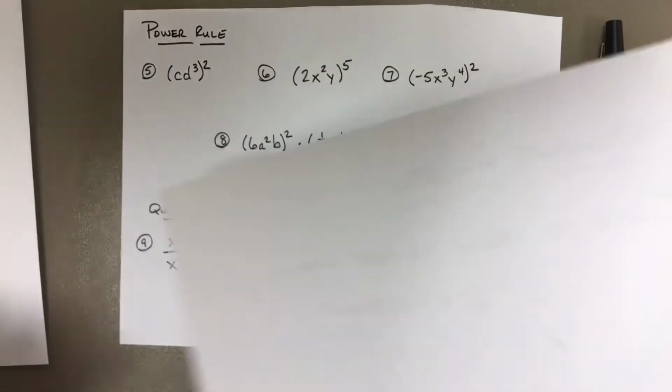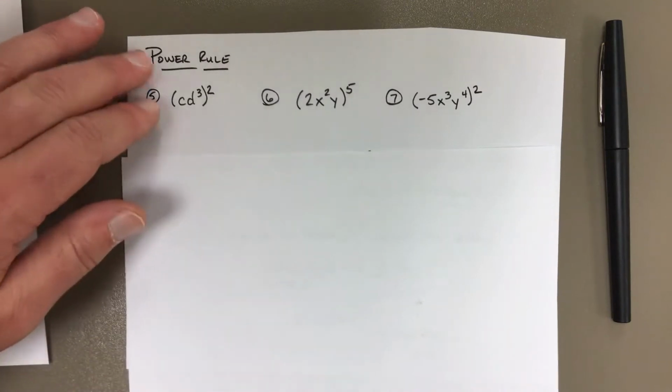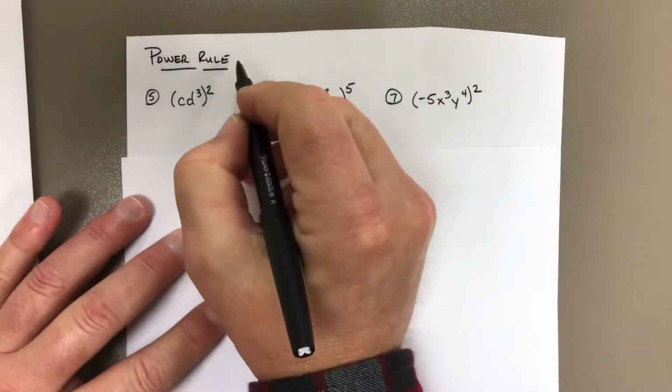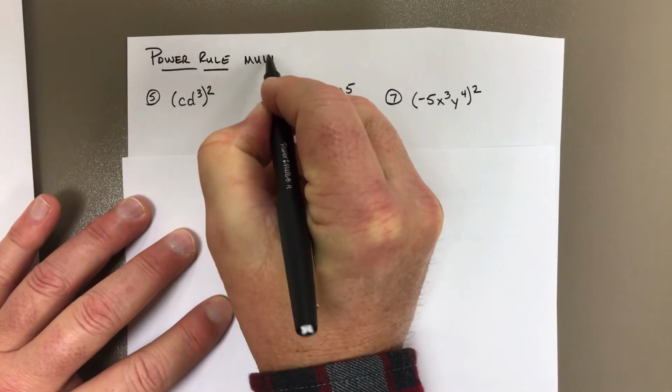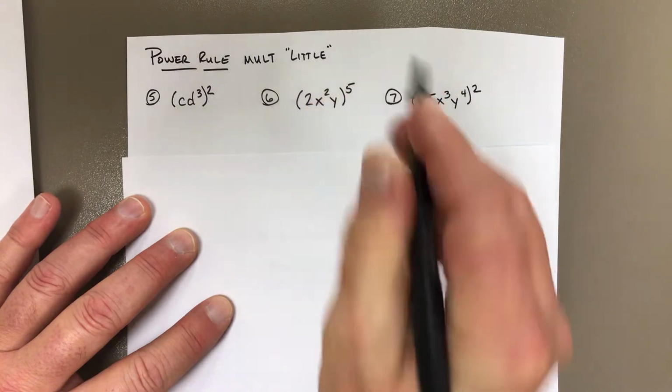Today's rule is going to be the power rule. So the power rule basically tells us to multiply the exponents. So we're going to multiply the little numbers, or distribute it.